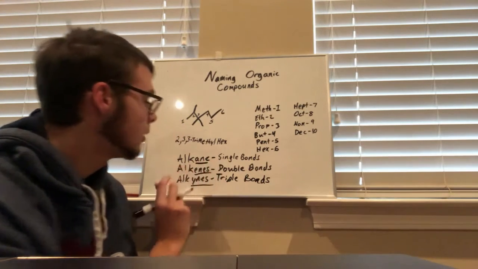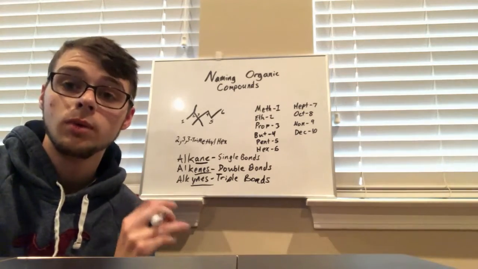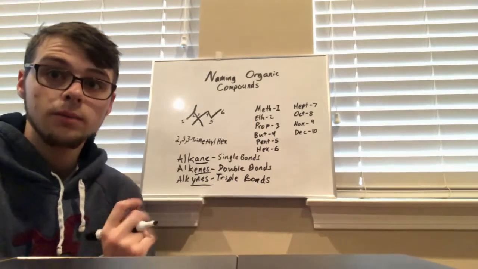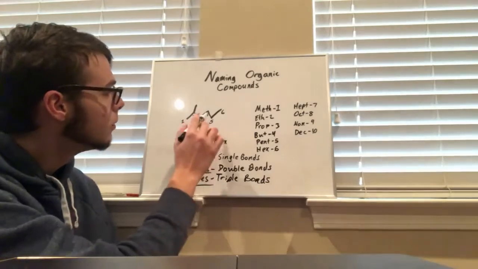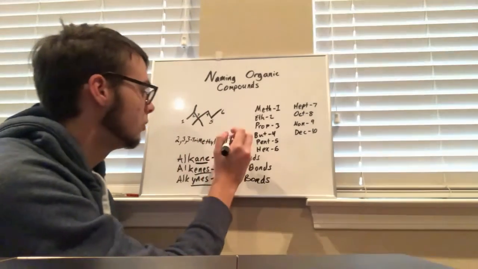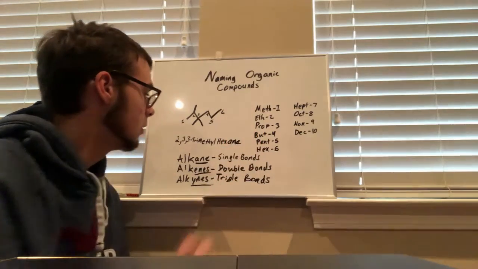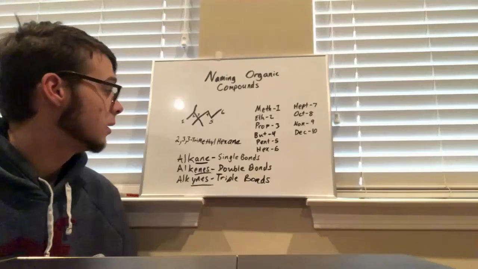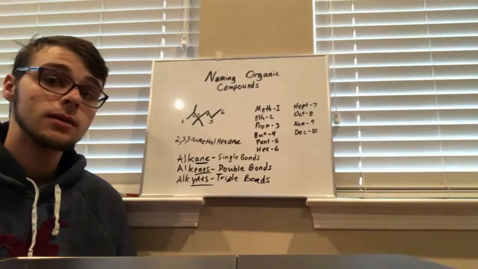And that last part of each name is what we would call the end of our compound. So for this example, there are no double bonds and no triple bonds, so it would be a hexane at the end. So the final name for this compound right here would be 2,3,3-trimethylhexane.